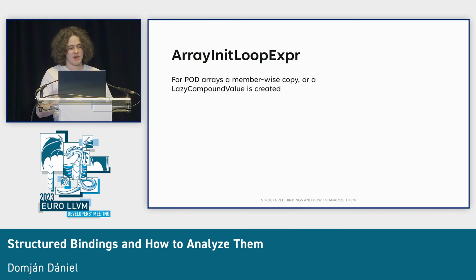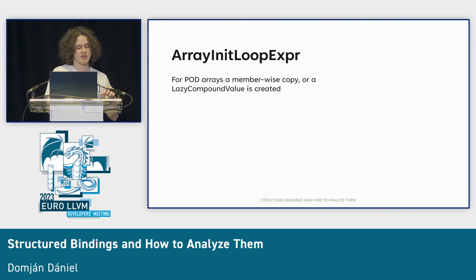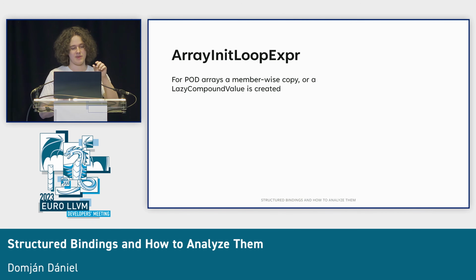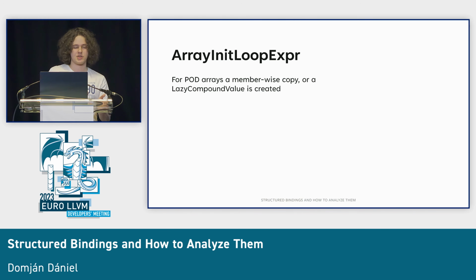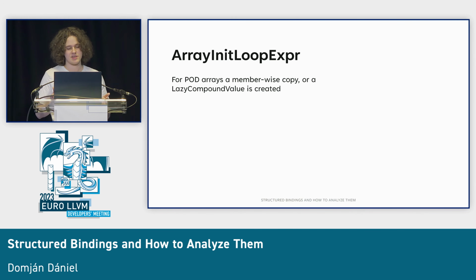And that means we know that the original array is stored somewhere in the analyzer's memory. So we are going to create a new array and then manually hand copy every value into the new array. Or if the array is too large and we cannot do that, we use a lazy compound value, which basically is a creation of a pointer to the original array, because we know that whenever a POD array is copied, there are no side effects.